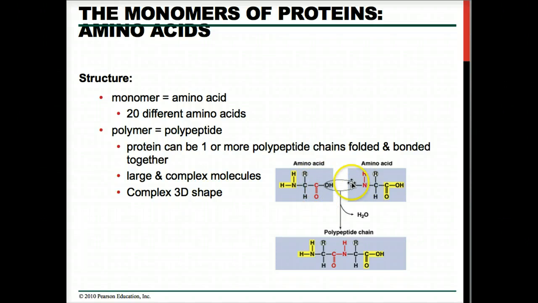Here's an example of 2 amino acids. What do you notice? Here's the OH group, here's the hydrogen group, and what have we released? Water. So what type of reaction is this? Dehydration, and the bond is formed. Same reaction used to build triglycerides, same reaction used to build polysaccharides.